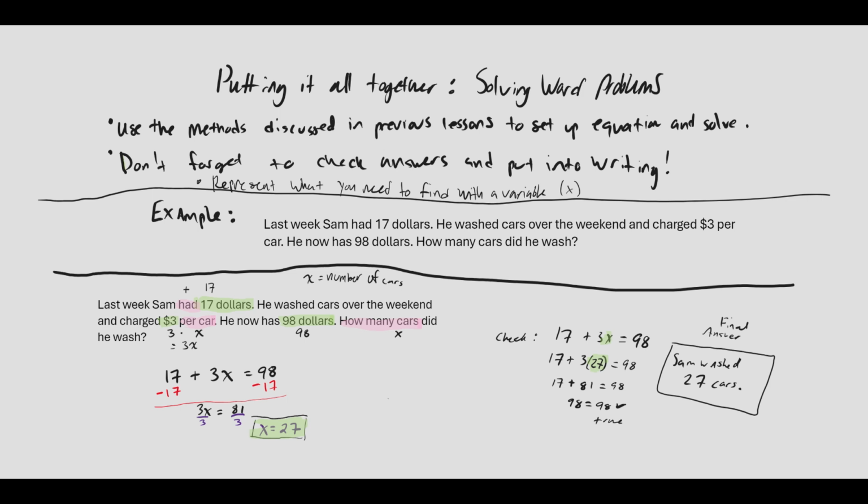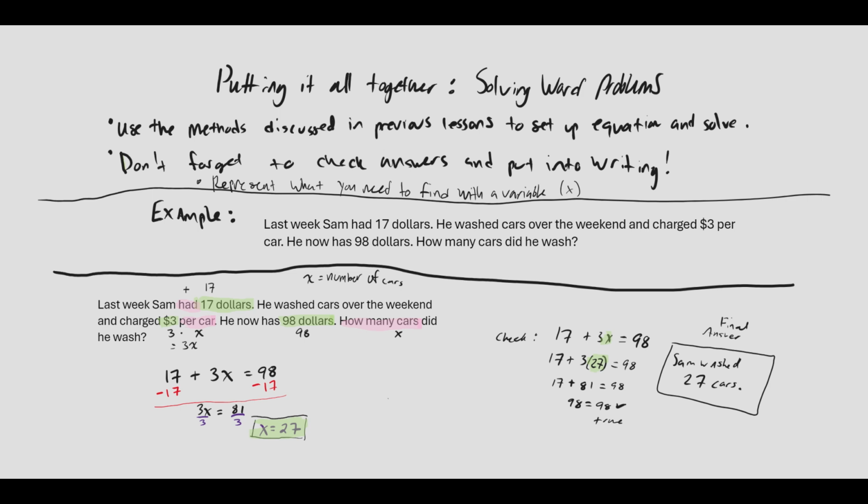And then I also am going to highlight how many cars, because that's going to tell me what I need to use for my variable. It's representing how many cars. So wherever I see car, I'm going to go ahead and use an X for per car in this case. That'll translate into 17 plus 3x equals 98. I subtract 17 on both sides. I'll get 3x equals 81. Divide by 3 and x is 27.